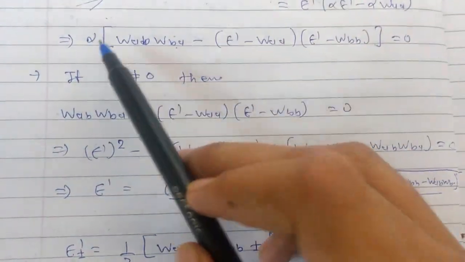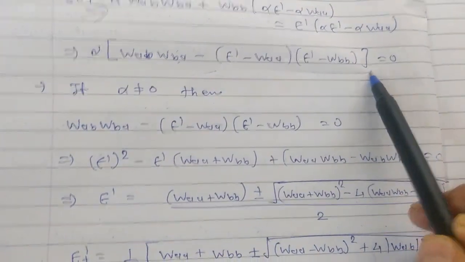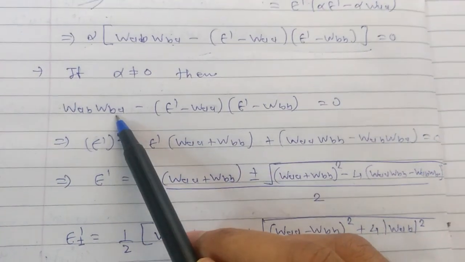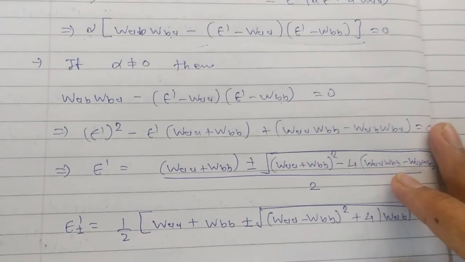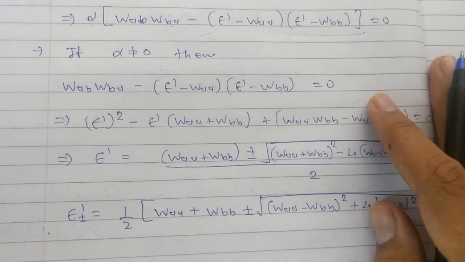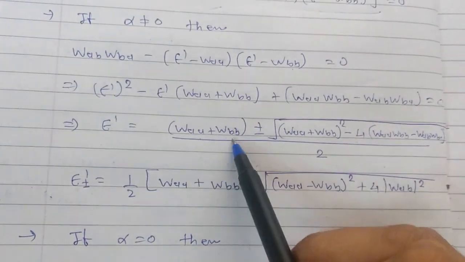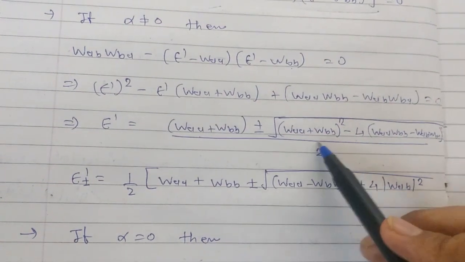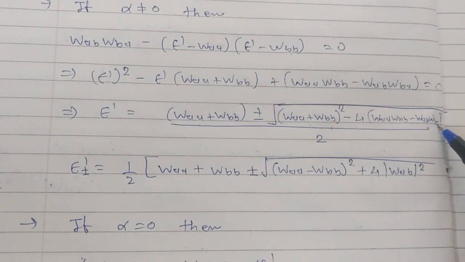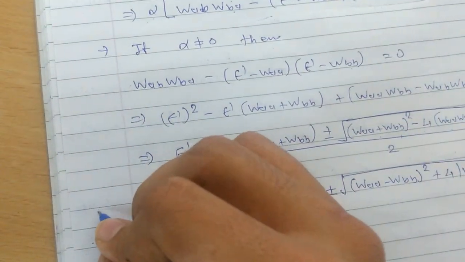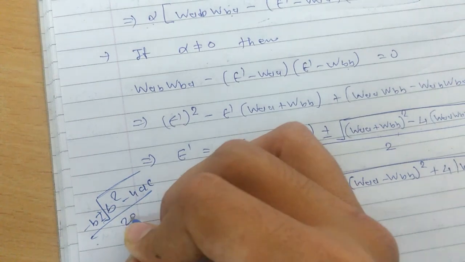We have two conditions: alpha is equal to 0 and alpha is not equal to 0. Suppose alpha is not equal to 0, then this term should be 0. So WAB WBA minus (E1 minus WAA)(E1 minus WBB) is equal to 0. Solving this for E1, we get E1 equal to WAA plus WBB plus or minus the square root of (WAA plus WBB) squared minus 4(WAA WBB minus WAB WBA), divided by 2, which is basically minus B plus or minus the square root of B squared minus 4AC, divided by twice A.